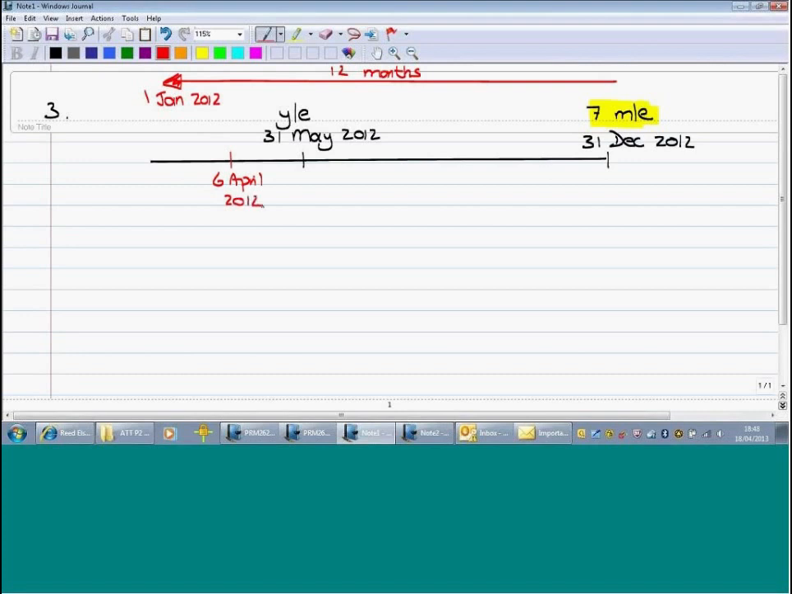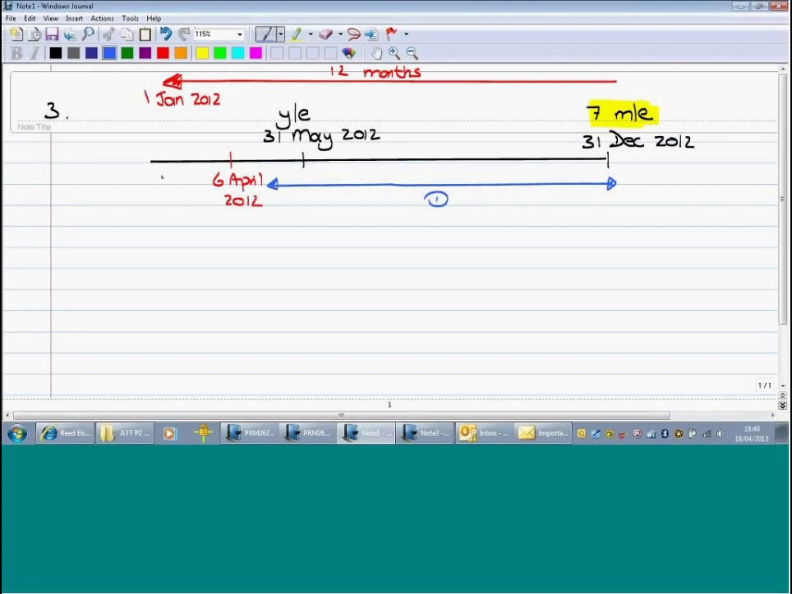And the reason we have to do that is because to calculate the terminal loss, we do it in 2 parts. We go from the 6th of April 2012, the start of the new tax year, to the date trade ceased, and that's going to be one calculation.